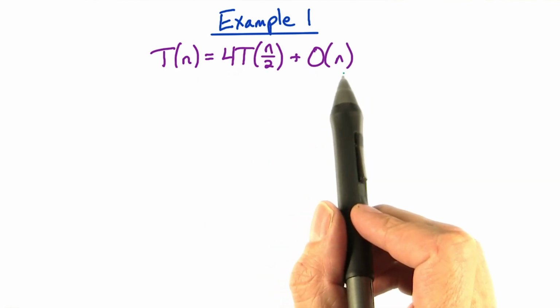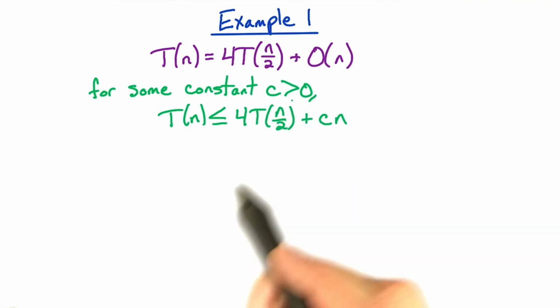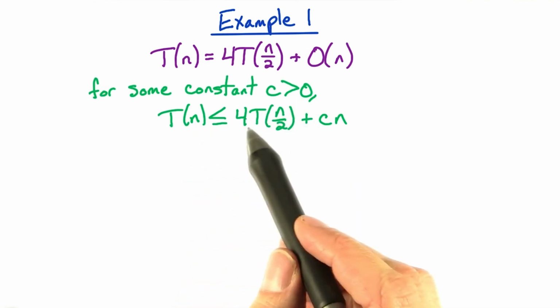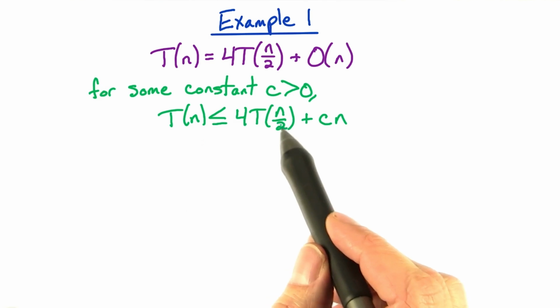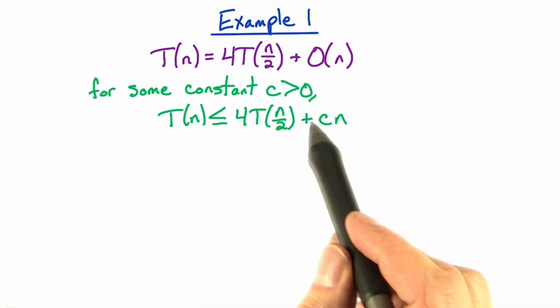Let's start by getting rid of the big O notation. O(n) means that there's some constant c, so that T(n) is at most 4 T(n/2) + cn. So we replaced O(n) by at most cn.